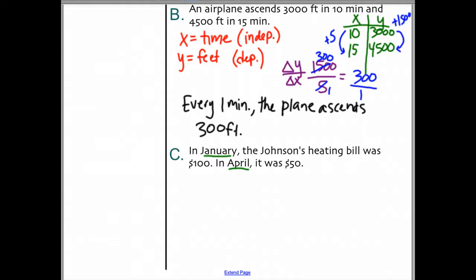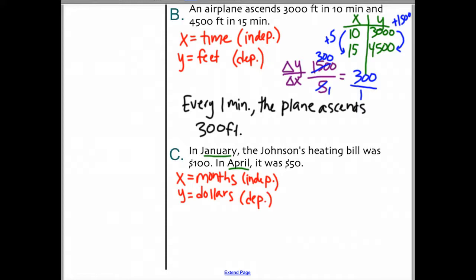So first we want to figure out which one is independent and which one is dependent. So we know that the months are consistent and they don't depend on the heating bill. So we know that our x value is months and our y value is dollars. So again, the x value is independent, and our y value is dependent.